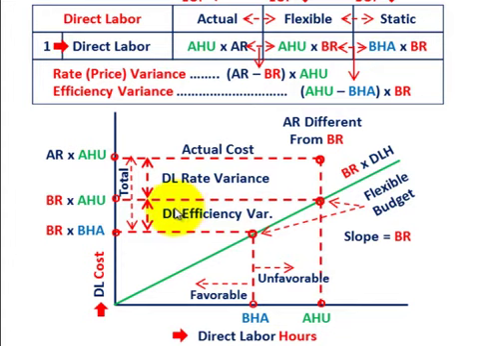And then the last one, our direct labor efficiency variance, is simply the budgeted rate times the budgeted hours allowed versus the budgeted rate times the actual hours used. That difference is our efficiency variance, and you can see that up here. The flexible budget was the budgeted rate times the actual hours used, versus our static amount, the budgeted hours allowed times the budgeted rate. So that's our efficiency variance.